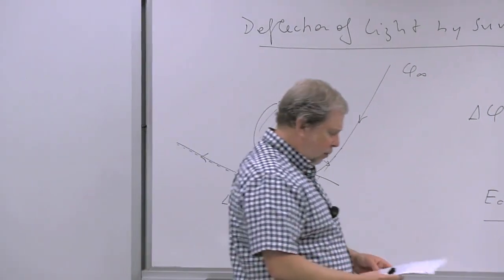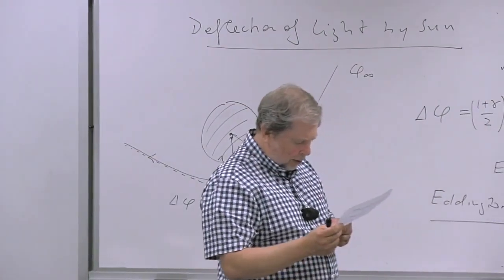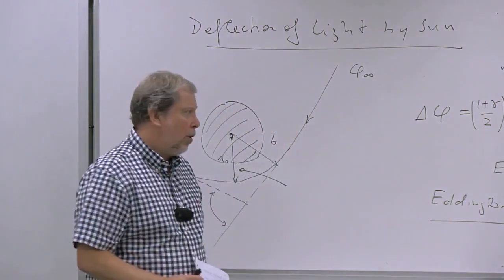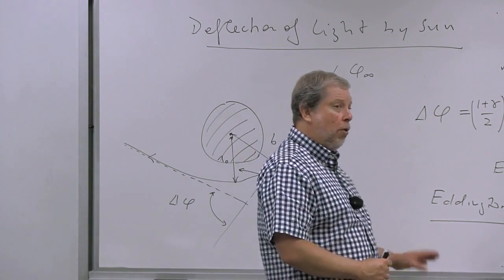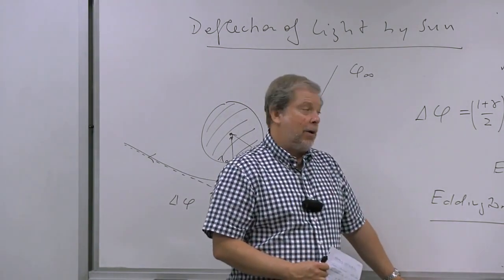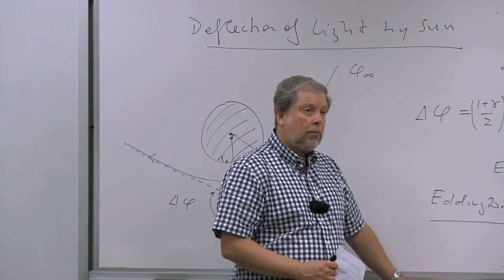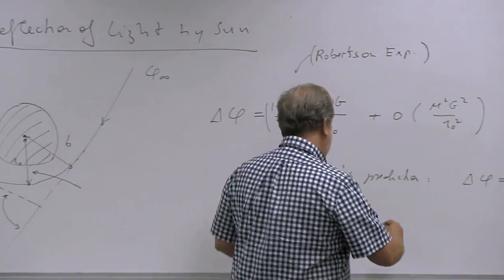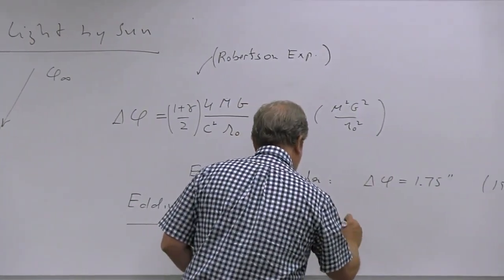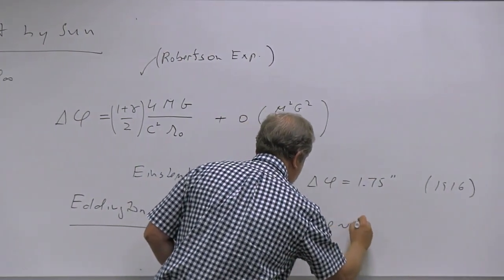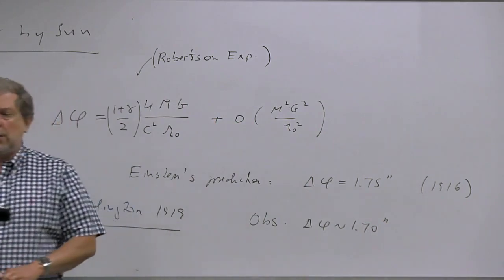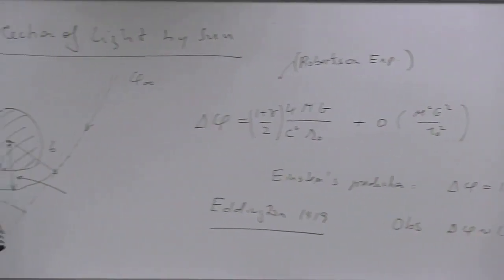Eddington came up with an observational number which was about 1.75. I think those numbers were later reanalyzed in the sense that people did more observations and found out that maybe, it was certainly in the right ballpark, but maybe, so observation, delta phi is around 1.70 maybe. That order, right? There is a substantial uncertainty.